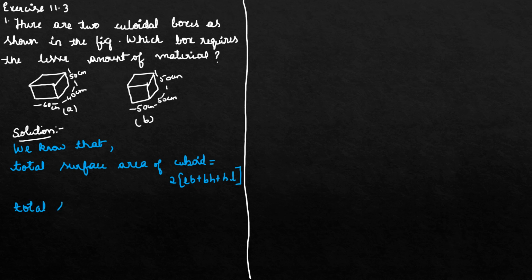Total surface area of a cube is equal to 6L square. What is L? Length. Length are the same, no? 50 length, height, breadth, so 6L square. Okay? Total surface area of cuboid is given. Total surface area of cube is given. Now, calculating.